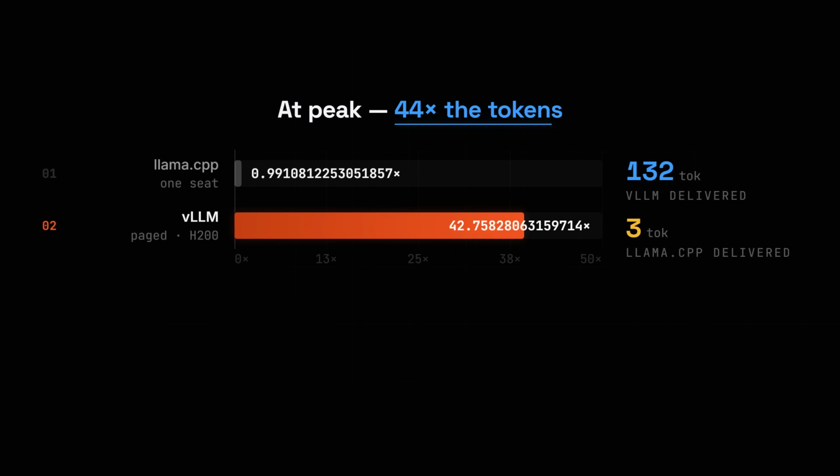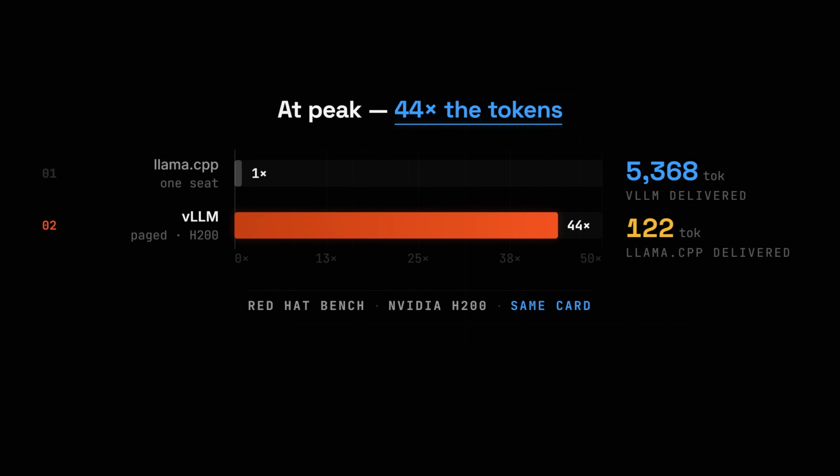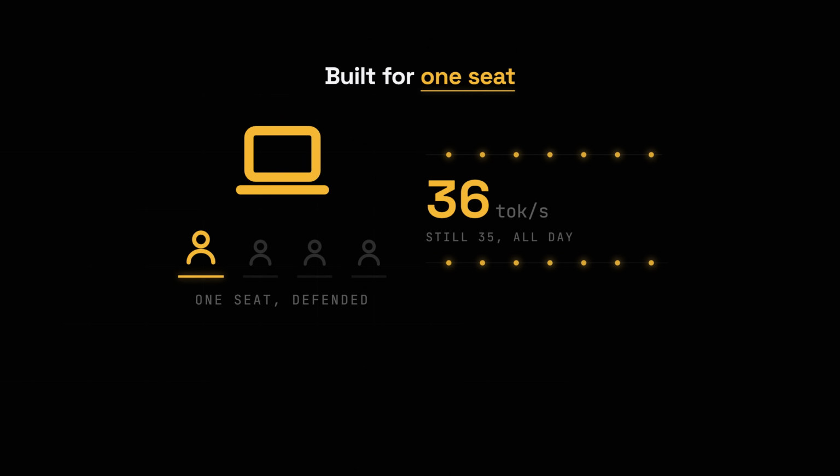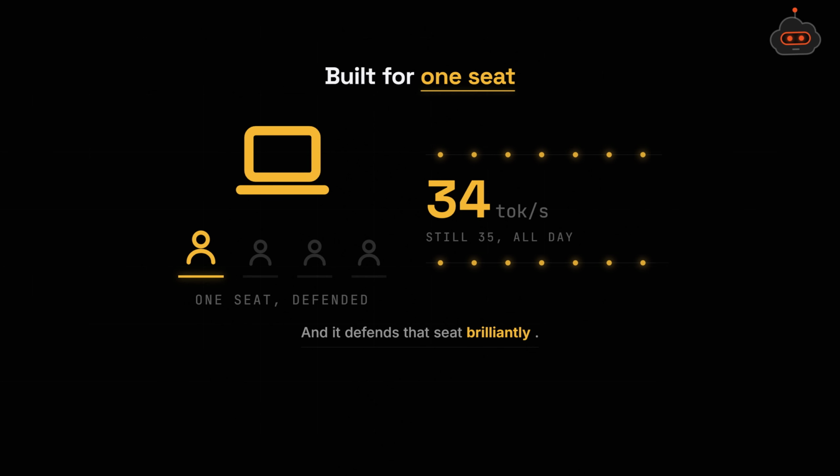Red Hat put the engines on an H200 and pushed the load up. At peak, vLLM served more than 40 times the tokens per second that llama.cpp did on the same card. llama.cpp isn't slow, it's built for one seat, and it defends that seat brilliantly. It just was never trying to be a fleet server.